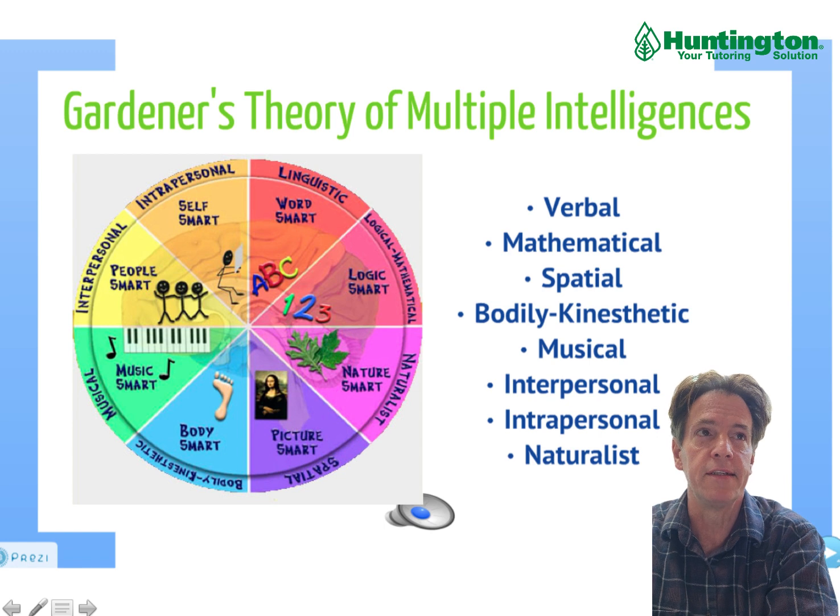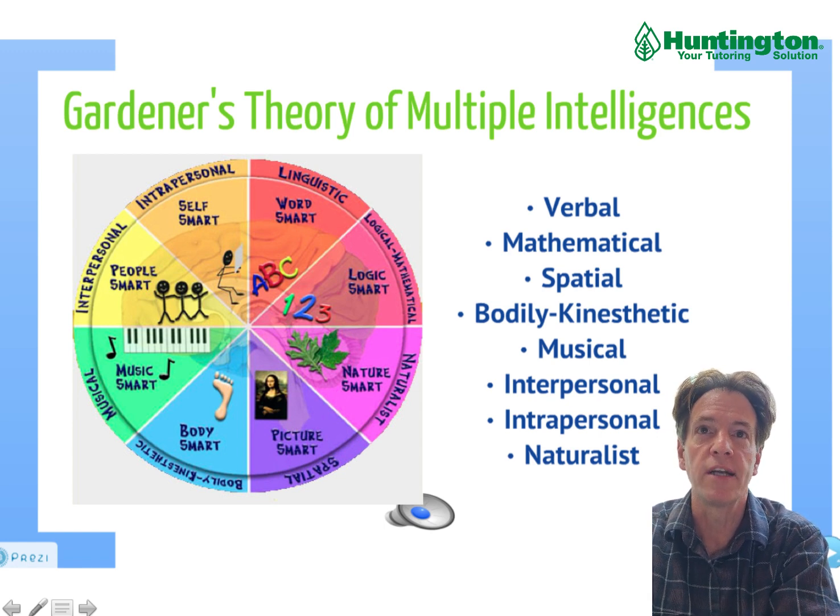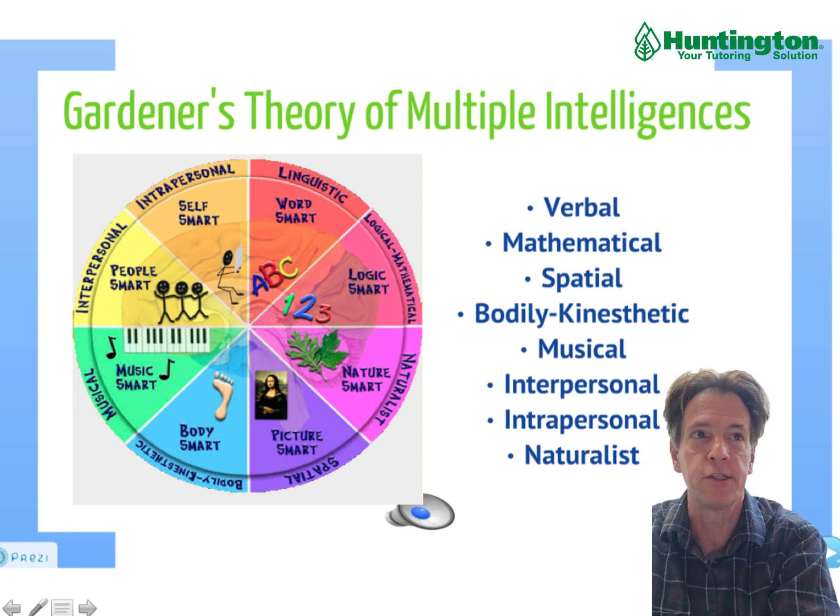The first is spatial awareness. So spatial is more of the artistic type. They like to draw. They like to move around. They're very much artistic. So they learn by doing things like drawing or using art or very creative things.